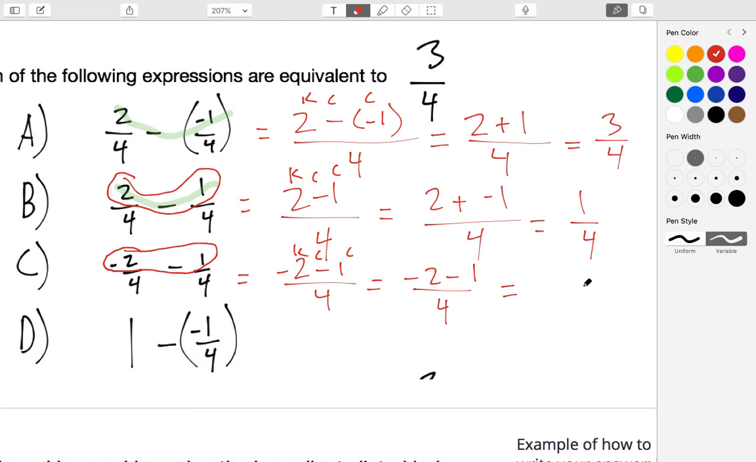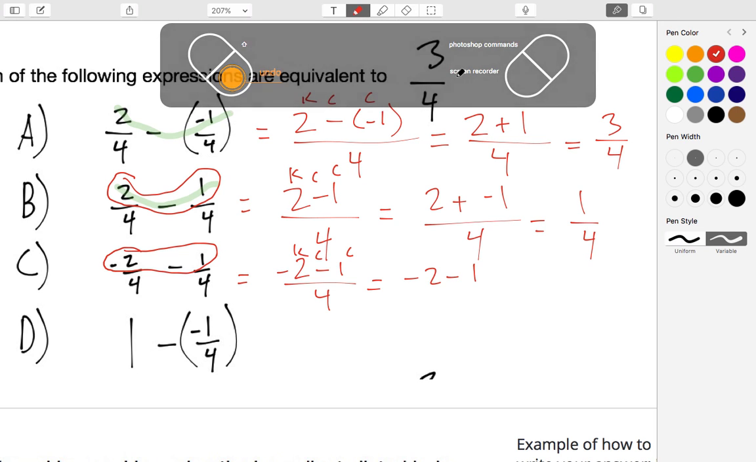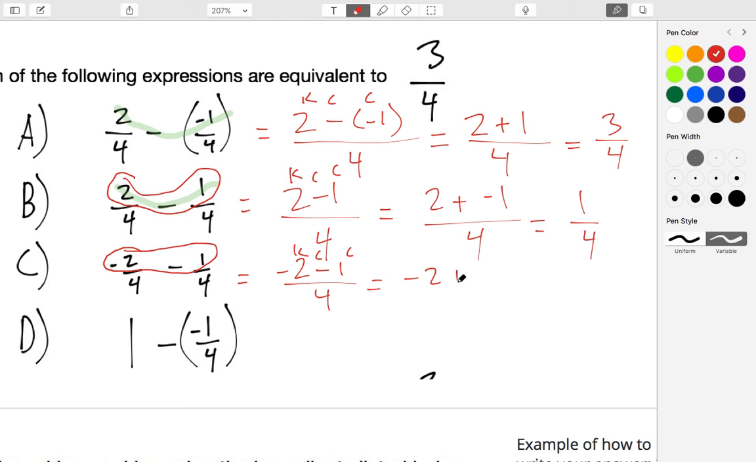You want one? Okay, so now you're going to do keep, change, change. Oh, let me undo those. Go back a little bit. So change the subtraction to addition. Change the 1 to a negative. And all over 4. This becomes negative 3 over 4.